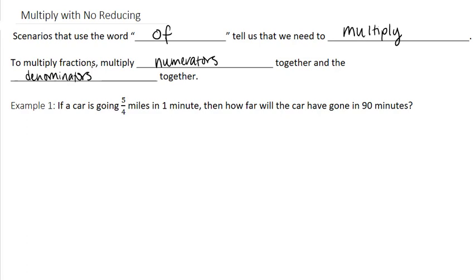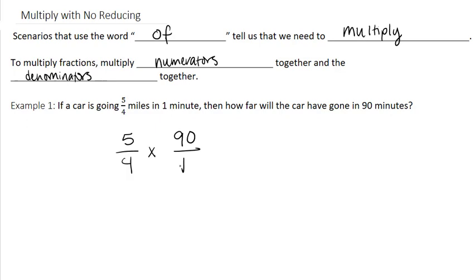car have gone in 90 minutes? So for this problem, we will be multiplying the 5 fourths times 90. And we're going to put that 90 over 1. And we do this because any whole number can be shown to be over 1 as a fraction. So now let's go ahead and multiply.